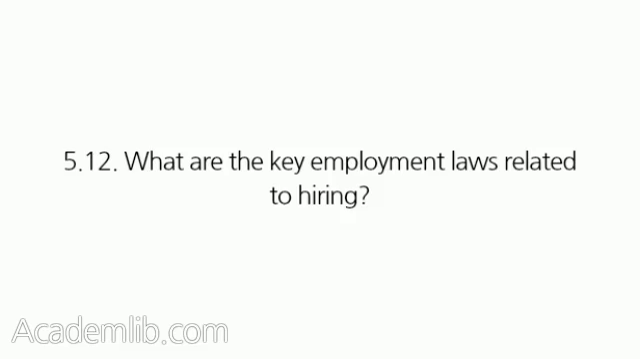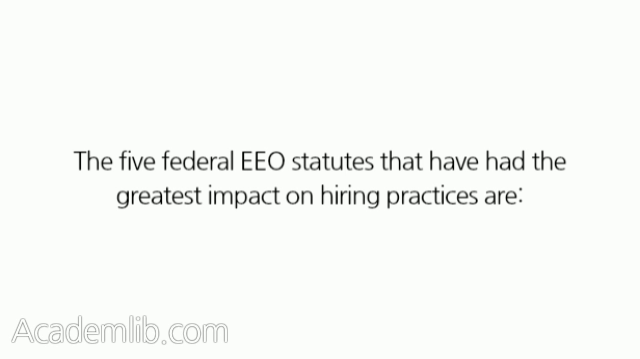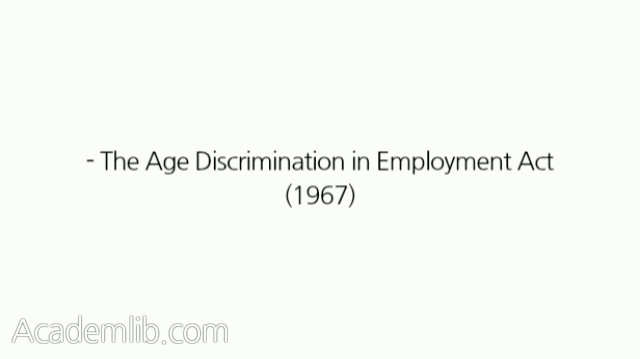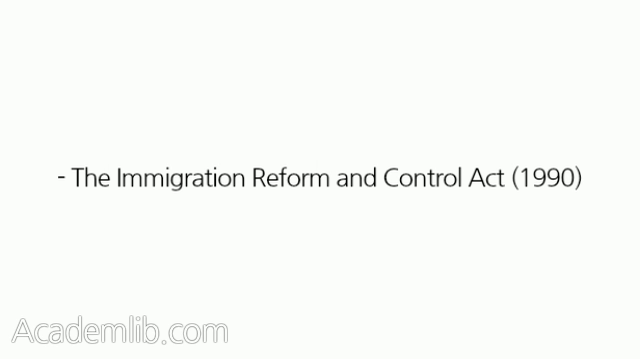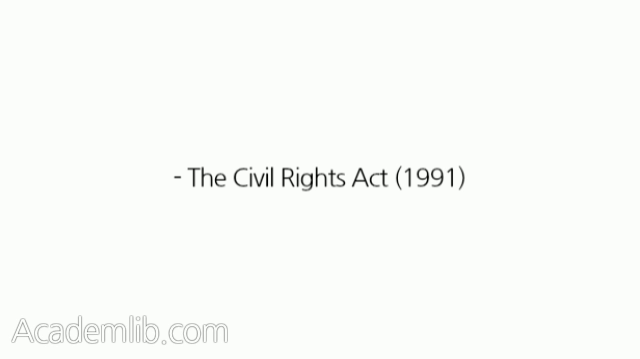5.12. What are the key employment laws related to hiring? The 5 federal EEO statutes that have had the greatest impact on hiring practices are: Title VII of the Civil Rights Act, 1964. The Age Discrimination in Employment Act, 1967. The Immigration Reform and Control Act, 1990. The Americans with Disabilities Act, 1990. The Civil Rights Act, 1991.